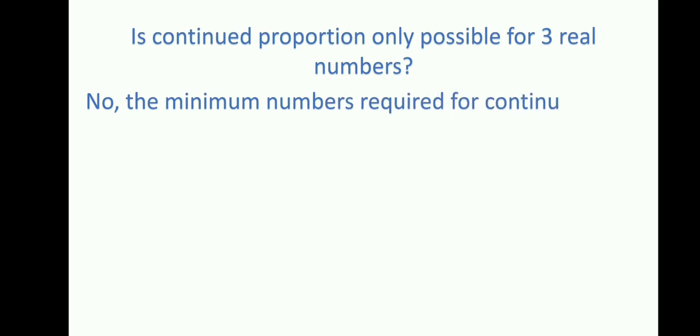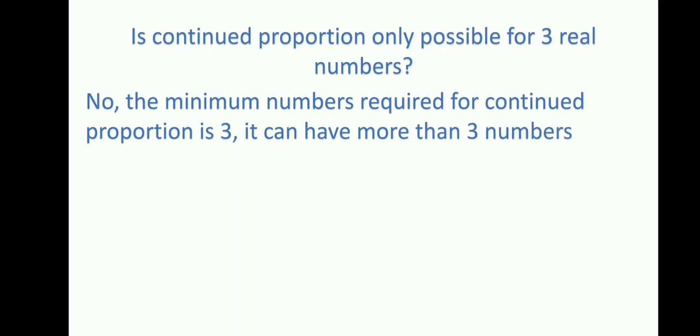Is continued proportion only possible for 3 real numbers? No. The minimum numbers required for continued proportion is 3, but it can have more than 3 numbers or terms. So it does not always mean there has to be only 3 terms. Okay, now see how it means. Try to understand continued proportion. It is very important to know about continued proportion to understand the next lesson that will be coming up.